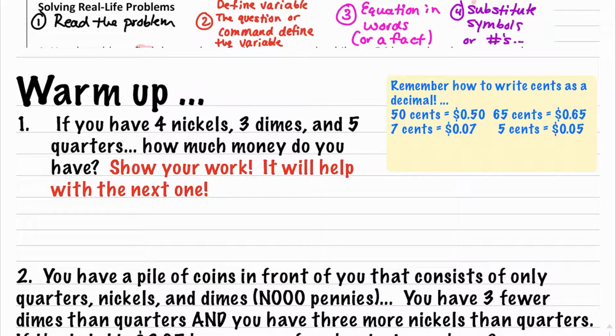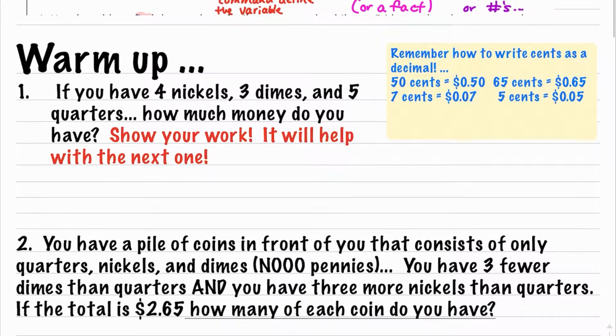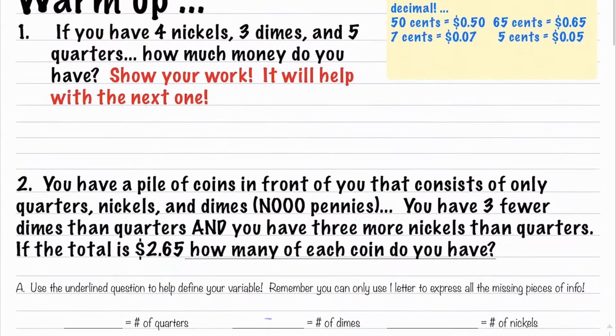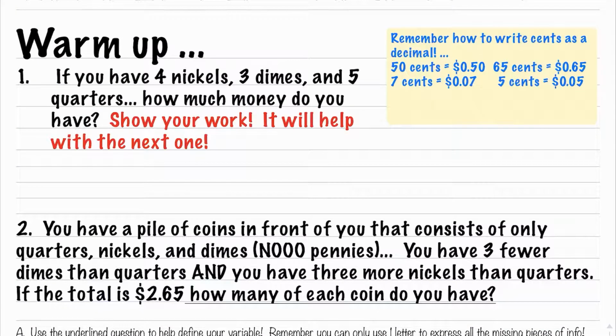Suppose we have 4 nickels, 3 dimes, and 5 quarters. How much money do we actually have? As it says in the warm-up here, that's important to help us with the actual types of word problems that look a little more involved. What's important to remember here is the money from coins. We can figure it out by taking the number we have, and we multiply that by the value.